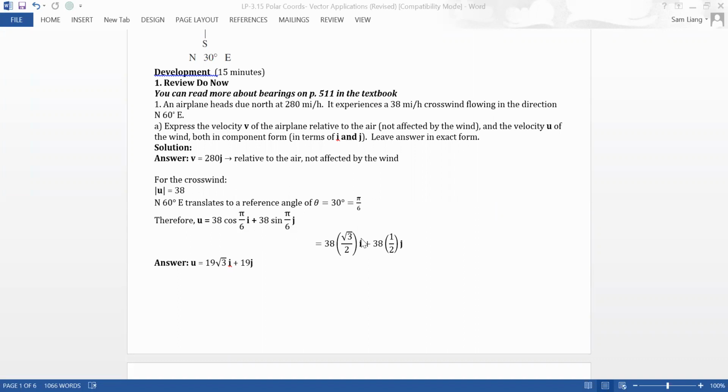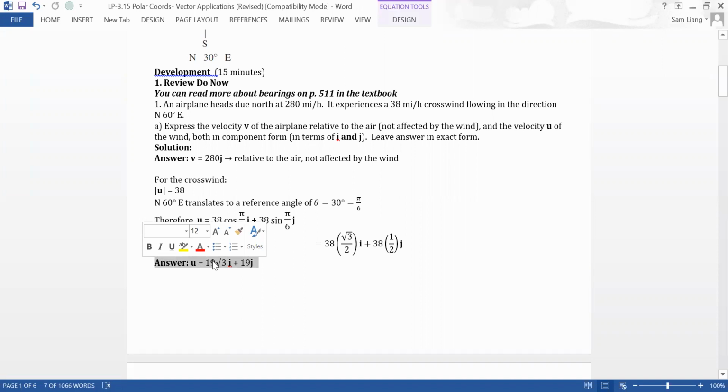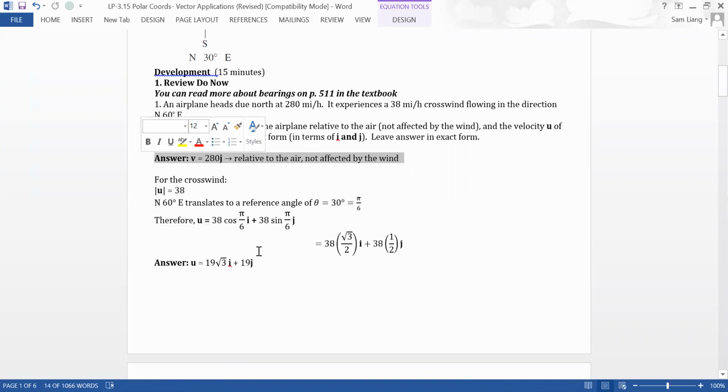Cosine pi over 6 is root 3 over 2. Sine pi over 6 is 1/2. We're going to end up with 19 root 3 i plus 19j. So here's your second answer. Again, we have to find the crosswind vector as well as the airplane vector, which is this one. So these are the two answers, 280j and 19 root 3 i plus 19j.